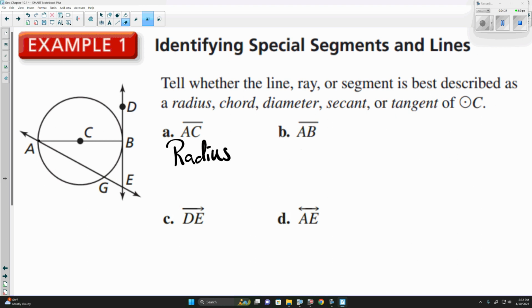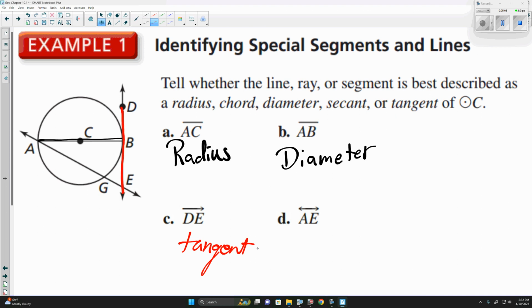B, AB. It connects two points on the circle and goes through the center, so it is the diameter. DE. So DE is this line here. It intersects the circle at how many points? Tangent. And AE does intersect it at two points, so it would be a secant.